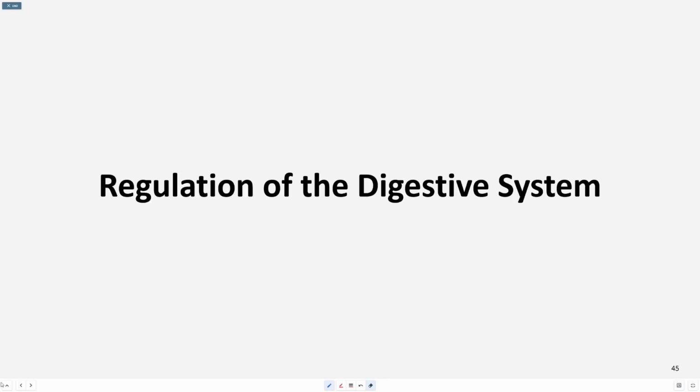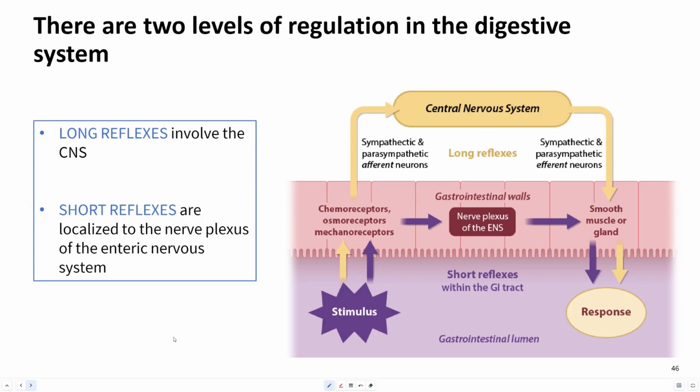Regulation of the digestive system. There are two levels of regulation in the digestive system. There are long reflexes, which involve the CNS, and short reflexes, which are localized nerve plexuses within the enteric nervous system. The long reflexes include the sympathetic and parasympathetic afferent neurons, firing through the brain and then routing back to the GI system. The short reflexes involve the intestinal lumen.